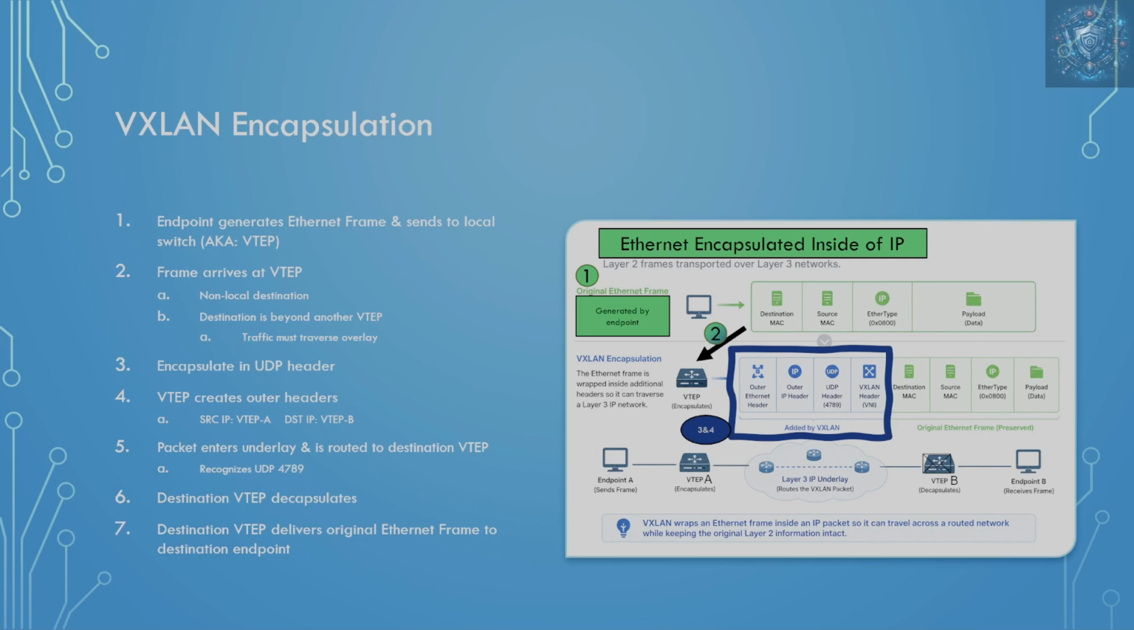It doesn't see any of that VXLAN traffic getting routed through, and the only thing the underlay sees is a UDP packet getting routed through it. It doesn't really know that it's VXLAN specifically, but it knows that it's routing a UDP packet from point A to point B, to point C to point D, however many hops it takes to get to the destination. And when VTEP B receives that packet, it sees UDP 4789 and says, oh, this is VXLAN. I need to take this off and forward the Ethernet frame to whatever endpoint is sitting off of my switch.